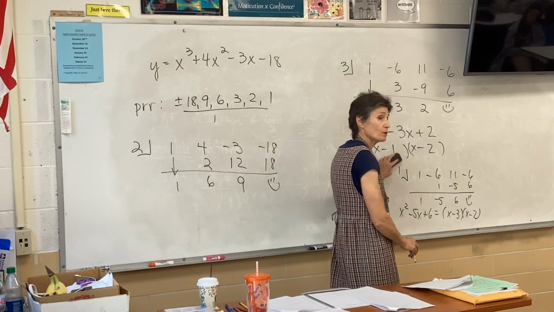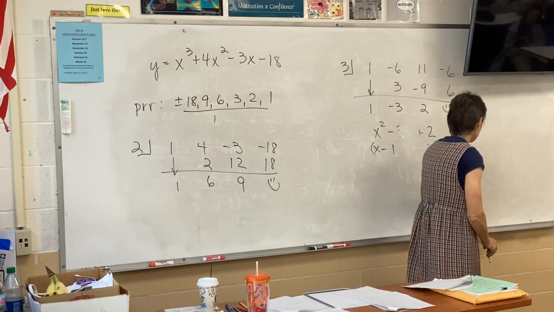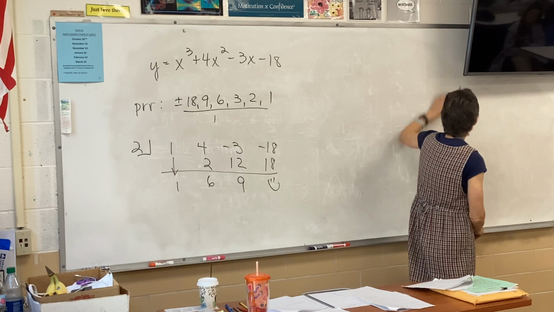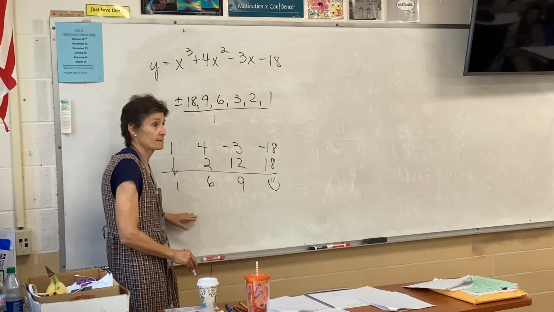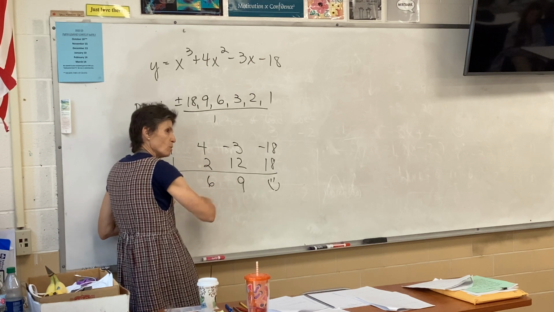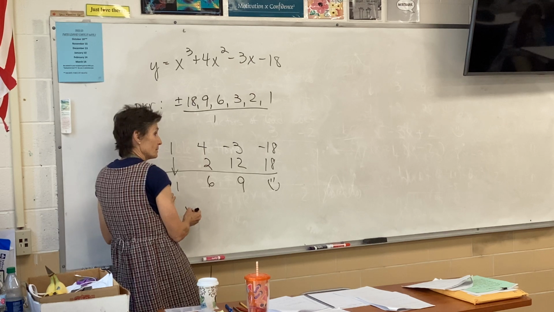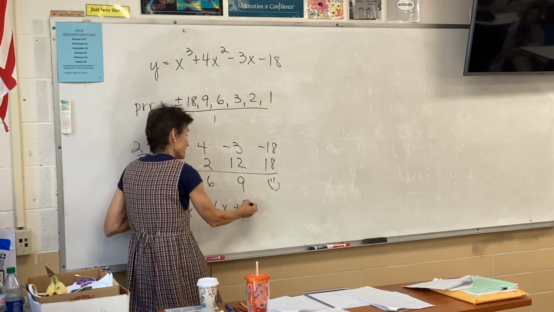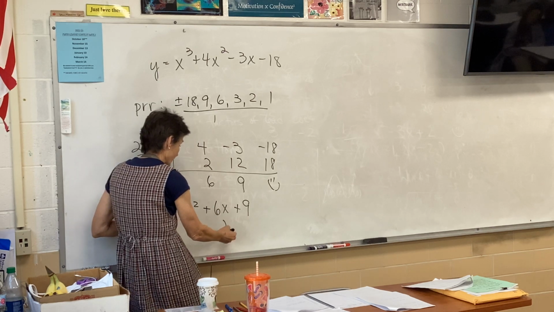Any question about the division? Who remembers then what we do after we guess correctly? We have a correct guess. Got a 0 here, no remainder. What do we do next? We write down the quotient, this is called the quotient, the part that's left, and what will that be? X to what power? Second, plus 6x plus 9. And then we factor that guy.